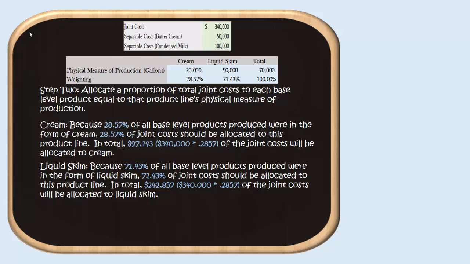If 28.57% of all gallons of base level product produced were in the form of cream, let's assign 28.57% of those joint costs to cream. And 28.57% of $340,000 is $97,143. So let's allocate that much to cream. Liquid skim was 71.43% of production, so let's assign 71.43% of those joint costs to liquid skim. And 71.43% of $340,000 is $242,857.